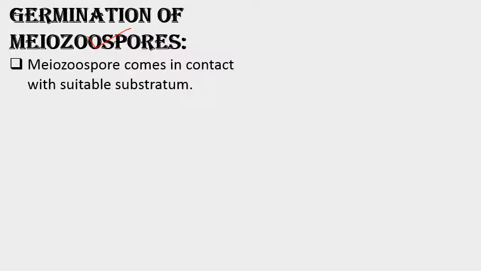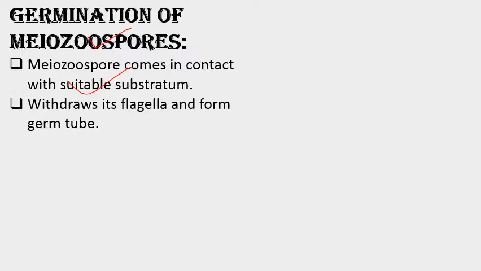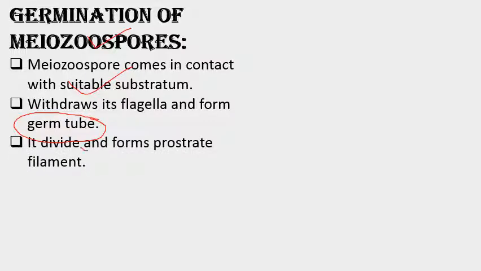Next we will discuss germination of meiozospores. These meiozospores, after coming in contact with suitable substratum, will germinate and withdraw their flagella. They lose their flagella and form a tube-like structure which is known as germ tube. This germ tube divides again and again and will give rise to a structure which is known as prostrate filament. Prostrate means horizontal or creeping system.